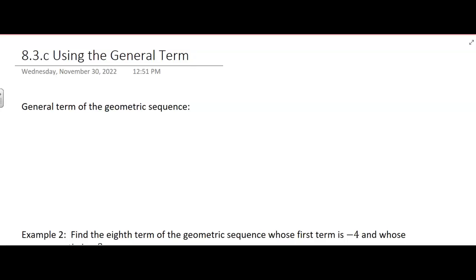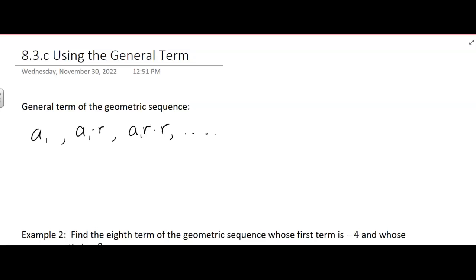So like we had a general term to find the nth term in an arithmetic sequence, we can also come up with one for a geometric sequence. So what were we doing in the last example? Well, we were taking the first term, and then to get the next term, we were taking the first term and multiplying it by r. And then to get the next term, we were taking that last term, multiplying it by r again, and so on and so forth.